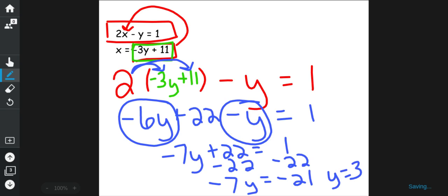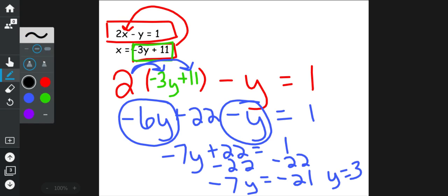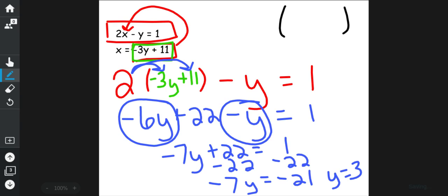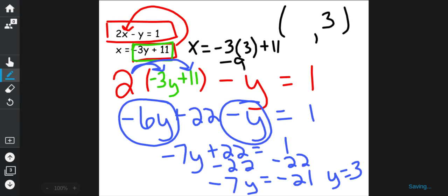So now I need to make my point. I know that y is 3. X is equal to -3 times whatever y is plus 11. -9 plus 11 or 2. So my answer to this one is (2, 3).